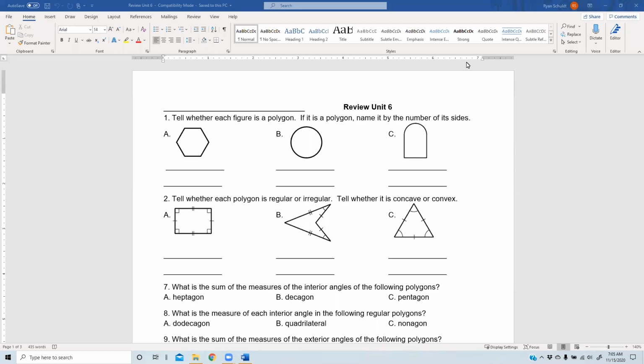Okay, so today we're going to be going over the Unit 6 review for polygons. That way we can get prepared for our Unit 6 test that we have coming up.